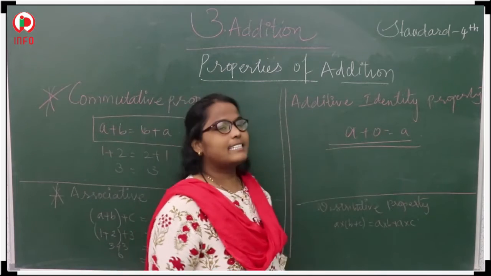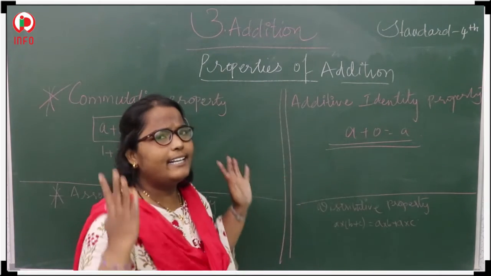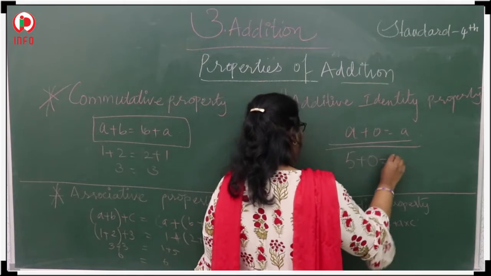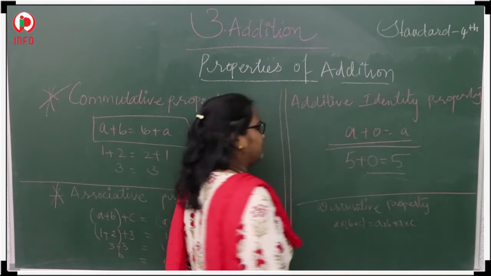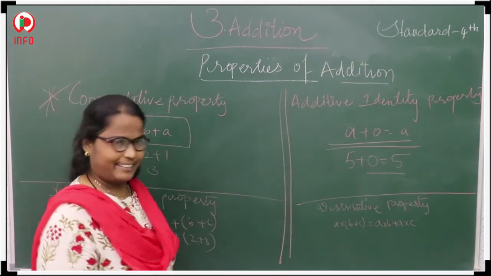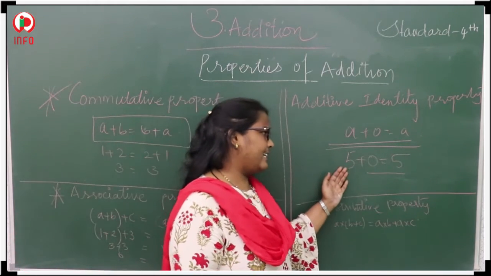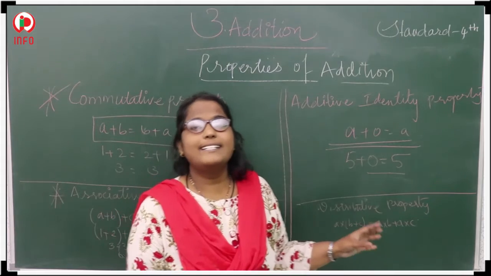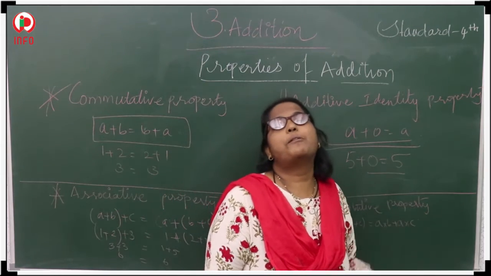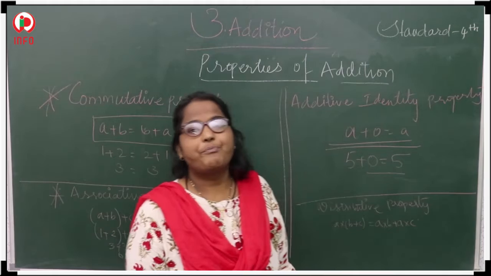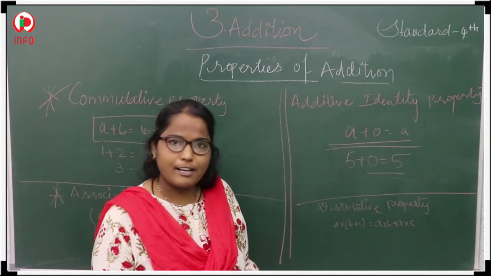Here a is nothing but any value. You can take any value. That means 5 plus 0 is equal to 5. Yes or no? I already said that if I add a number with 0, I always get the same number. That is called the additive identity property. Okay, children, is it clear for you?